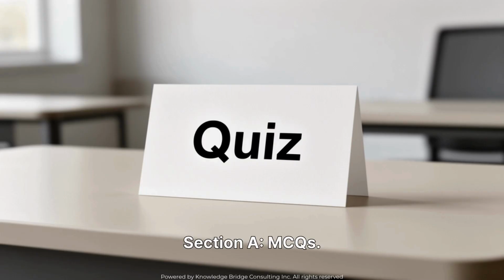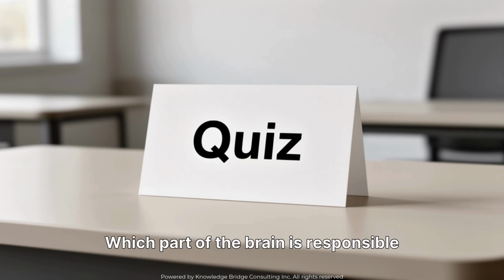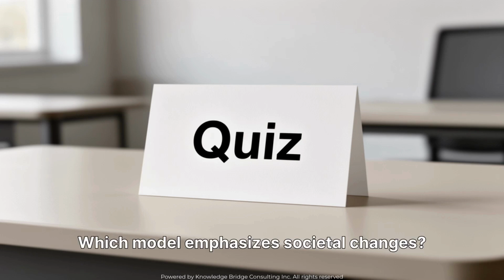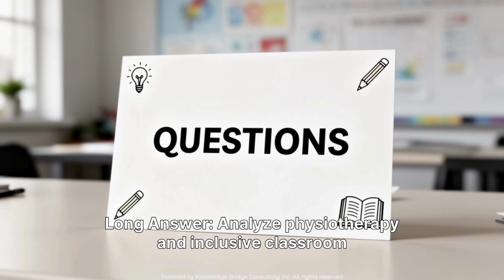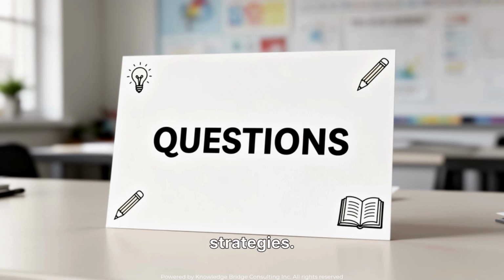Section A, MCQs. Which part of the brain is responsible for voluntary motor movement? Which model emphasizes societal changes? Short answer: explain neuroplasticity and assistive devices. Long answer: analyze physiotherapy and inclusive classroom strategies.